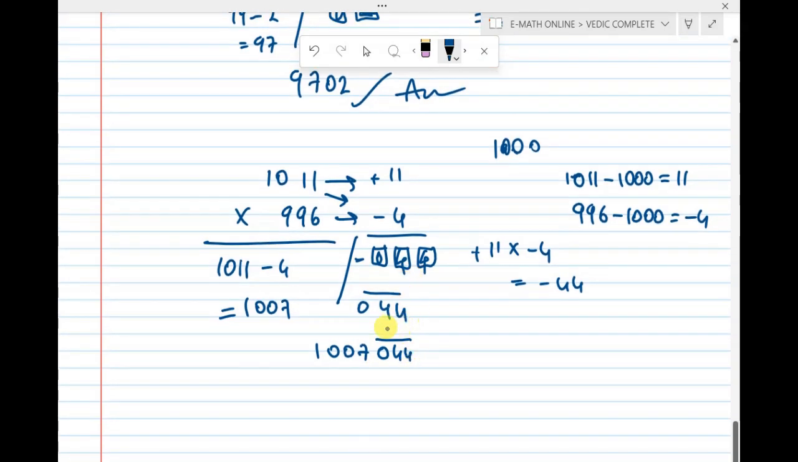The Nikhilam process is nothing but the same: all from 9, last from 10. 10 minus 4 is how much? 6. 9 minus 4 is 5. 9 minus 0 is 9. And decrease 1 unit from the 1007. 7 minus 1 will be 6, and the remaining digits will be the same. So now this is the answer of this product. 1011 into 996 will be 1006956.